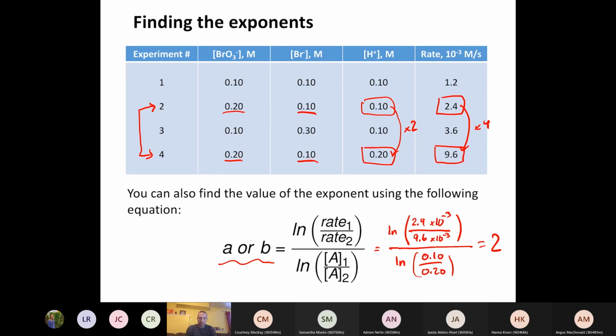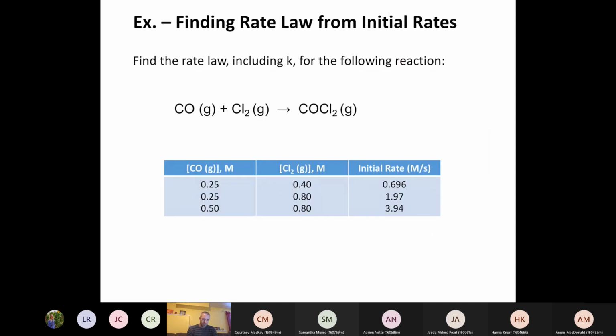Certainly it's faster if you can just look at them and say, oh, if it doubles and doubles, exponent's 1. But if you feel better, or if you have cases where the exponent is a number like 1.5, this is perhaps a better way to go about it. All right, let's do an example.